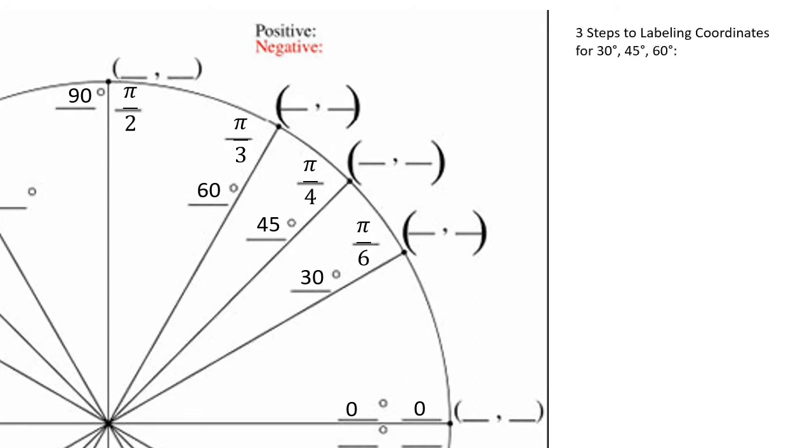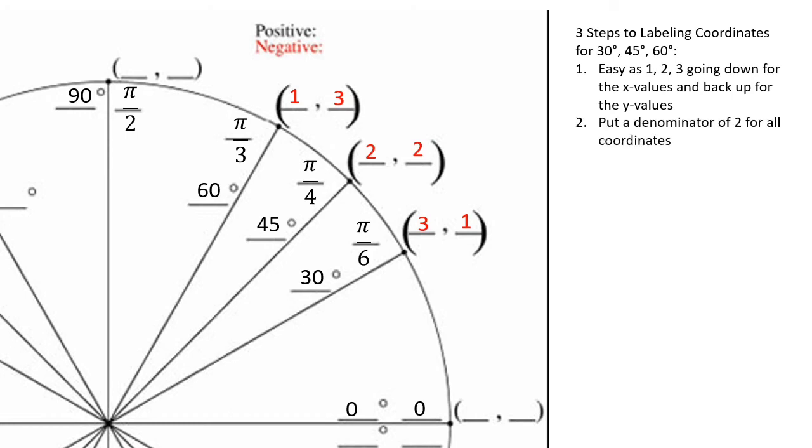Now we're going to take a look at labeling the coordinates. Now, labeling the coordinates is as easy as 1, 2, 3. All right, so we're going to go down 1, 2, 3, and we're going to go back up 1, 2, 3. So those would be my numerators. I'm going to go ahead and put a denominator of 2 for all the coordinates. And then I'm going to square root the top. Remember, square root of 1 is 1, so I don't have to put a square root over the 1. So it gives me root 3 and the root 2's right there.